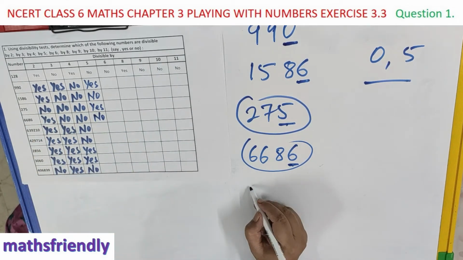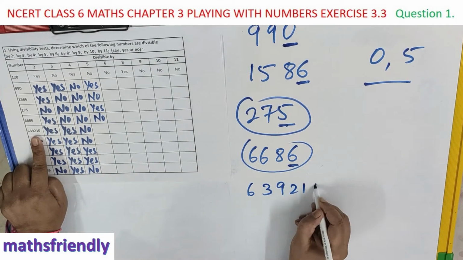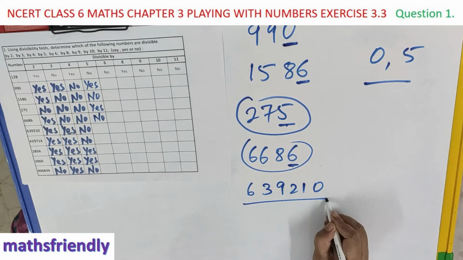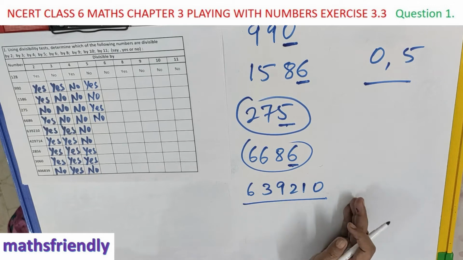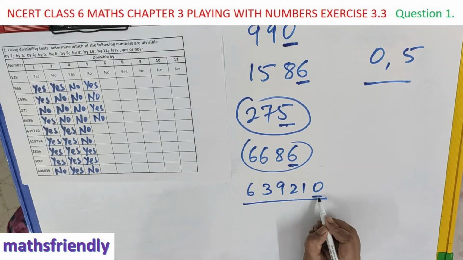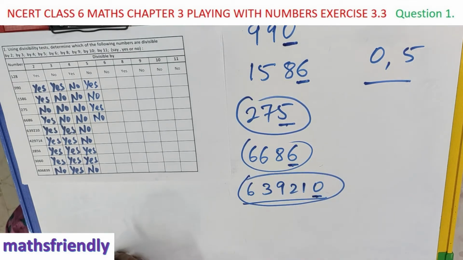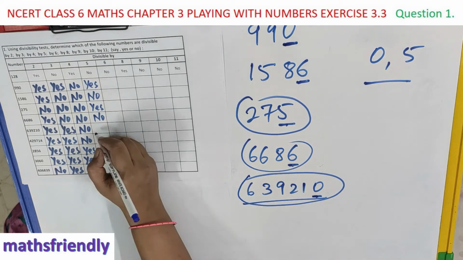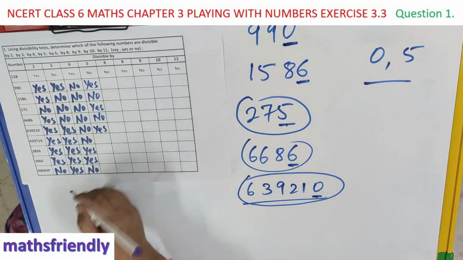This number, see how big this number is, 639210. Okay, this is a big number. If we go to divide this number by 5, it will take a little bit of time. So by seeing just the units place of the number, we can say whether the number is divisible by 5 or not. This number has 0 in its ones place. So this big number is also divisible by 5. Within seconds we can say whether the numbers are divisible by 5 or not. So yes, it is divisible by 5.